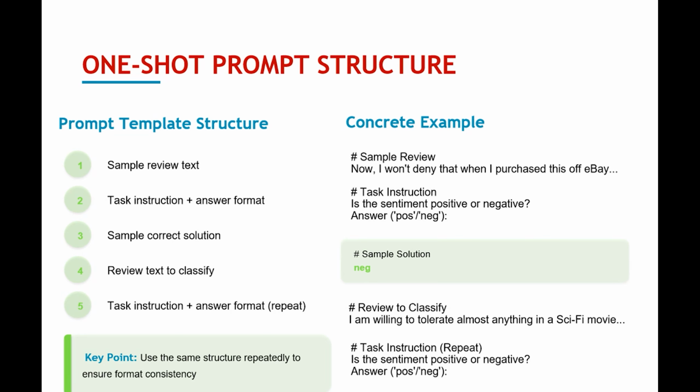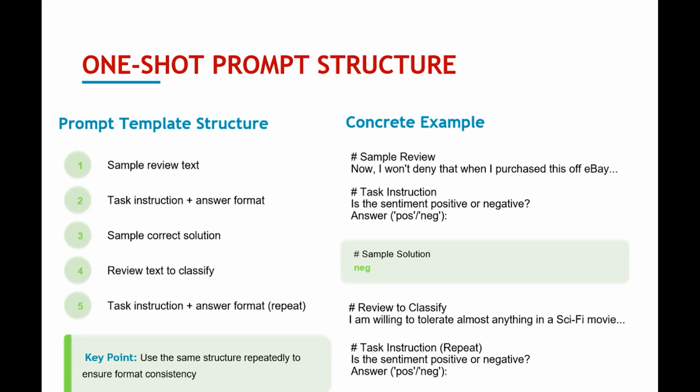The slides break down the structure of the one-shot prompt. There are 5 parts. First, the sample review. This is the example input. Second, the task instruction and answer format, which tells the model what to do. Third, the sample solution, which shows the correct label for the example. Fourth, the review to classify, which is the actual input we care about. And finally, we repeat the task instruction and answer format again for the new review.